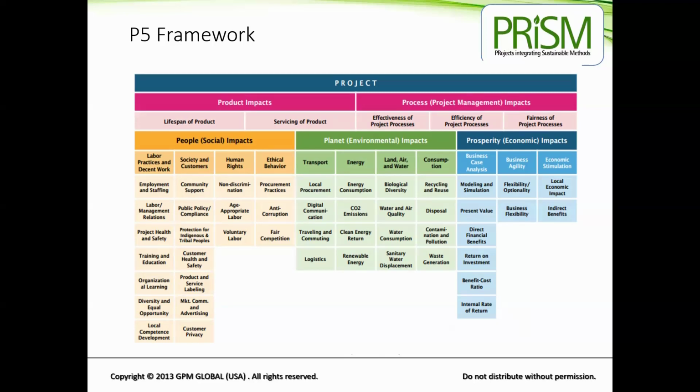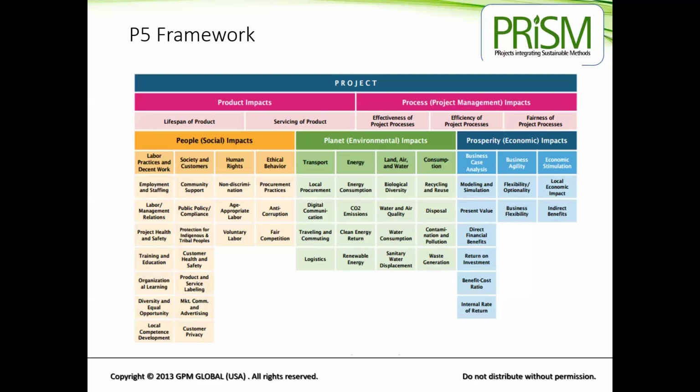For example, under labor practice and decent work, there are components of elements that can be broken down as components of labor practices, which are: number 1, employment and staffing, labor management and relations, project health and safety, training and education, learning, organizational diversity and equal opportunity, and local competence development. Plus, you can look at all the other elements under each category.